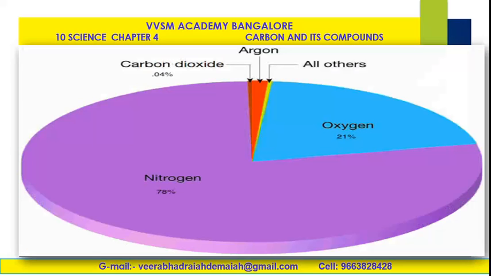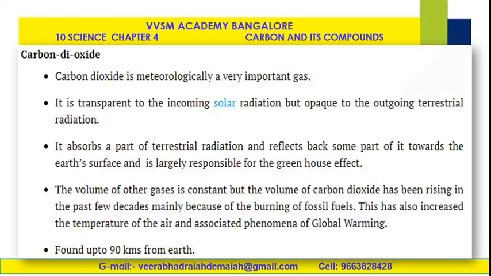My dear friends, carbon dioxide is 0.04% in the atmosphere, and argon, these are the components. The main components of the atmosphere are nitrogen, 78%, and oxygen, 21%.